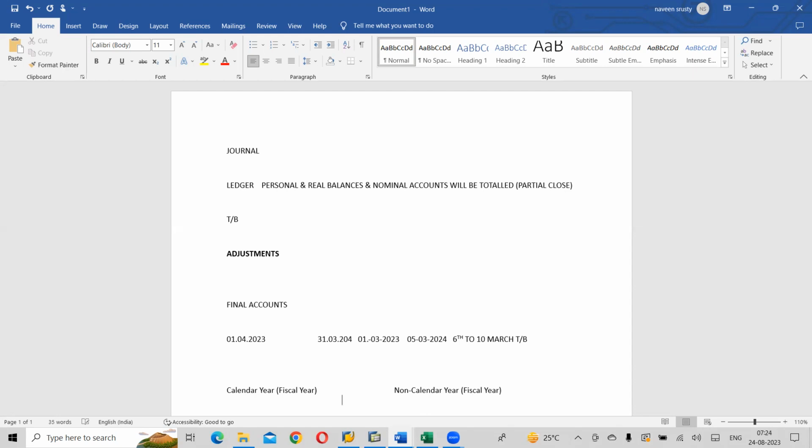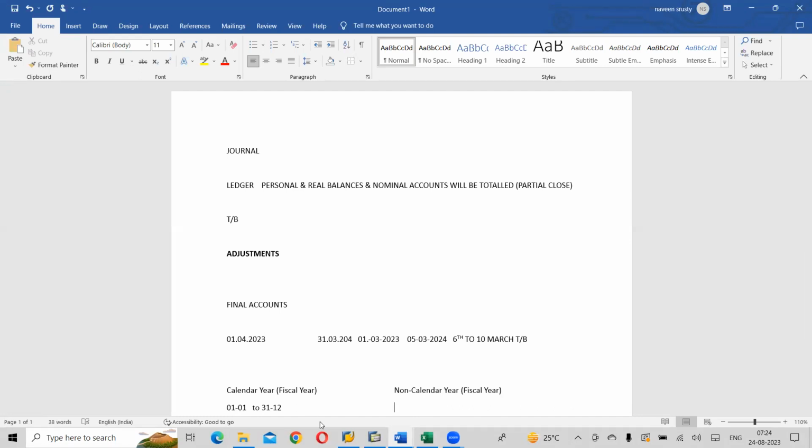What is calendar fiscal year? The country which follows its fiscal year from 1st Jan to 31st December. Clear? So all those fiscal years are considered as a calendar fiscal year. And what do you mean by non-calendar fiscal year? The countries which don't follow this particular calendar year. Then that is considered as a non-calendar fiscal year.